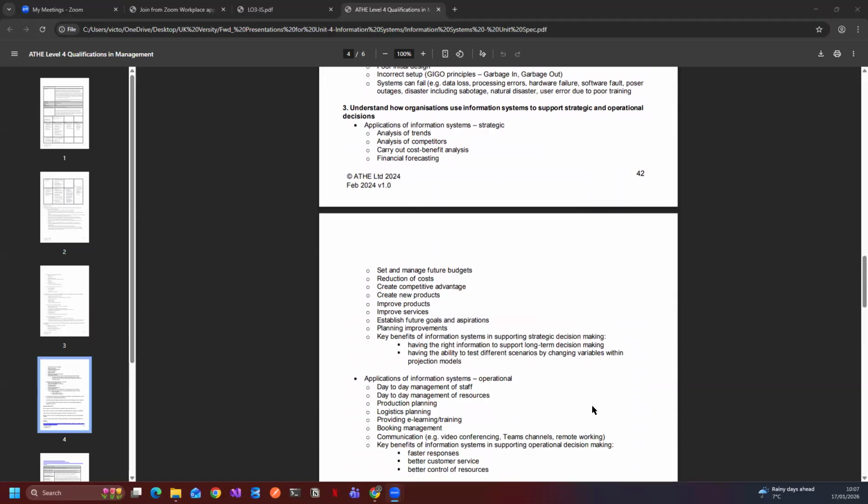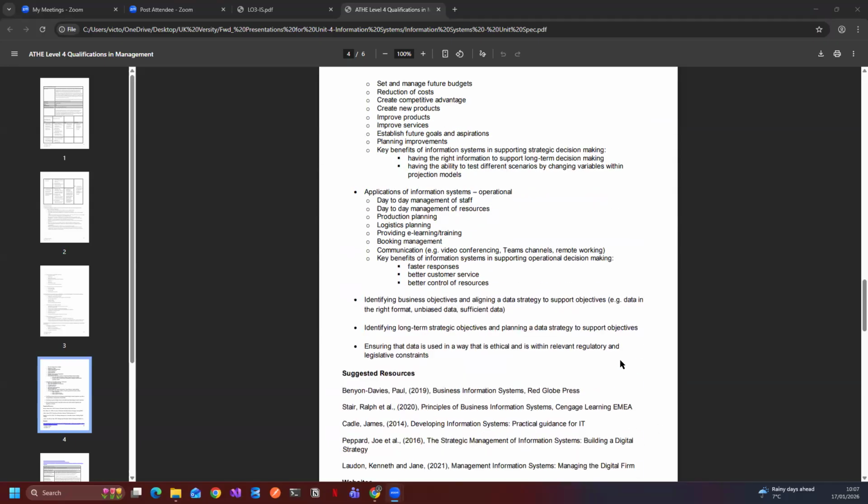So from our learning outcomes, we're now expecting to understand application of information system strategies, such as analysis of trends, analysis of competitors, carrying out cost-benefit analysis, financial forecasting, set and manage future budgets, reduction of costs, create competitive advantage, create new products, improve our products, improve our services, establish future goals and aspirations, planning improvement, and also we'll look into many more of our learning outcomes. So let's get into our presentation.